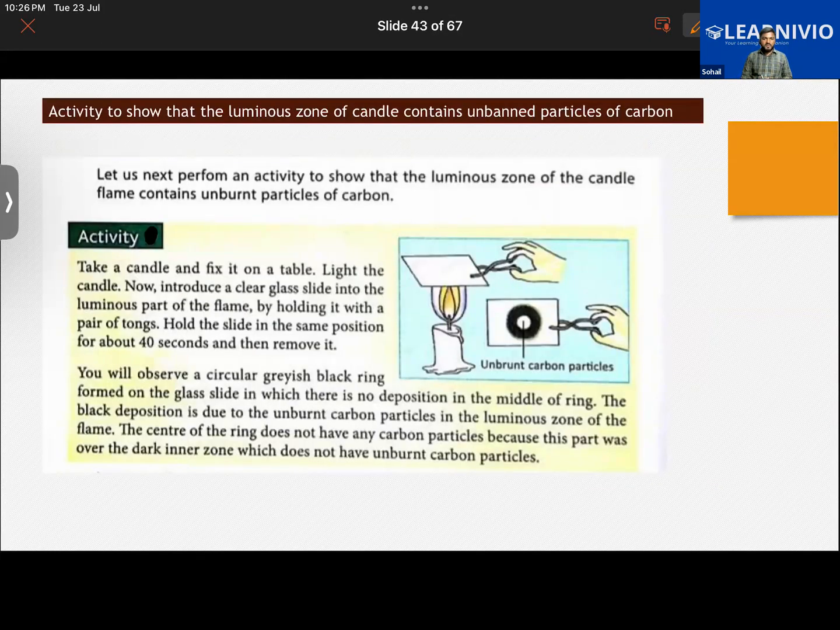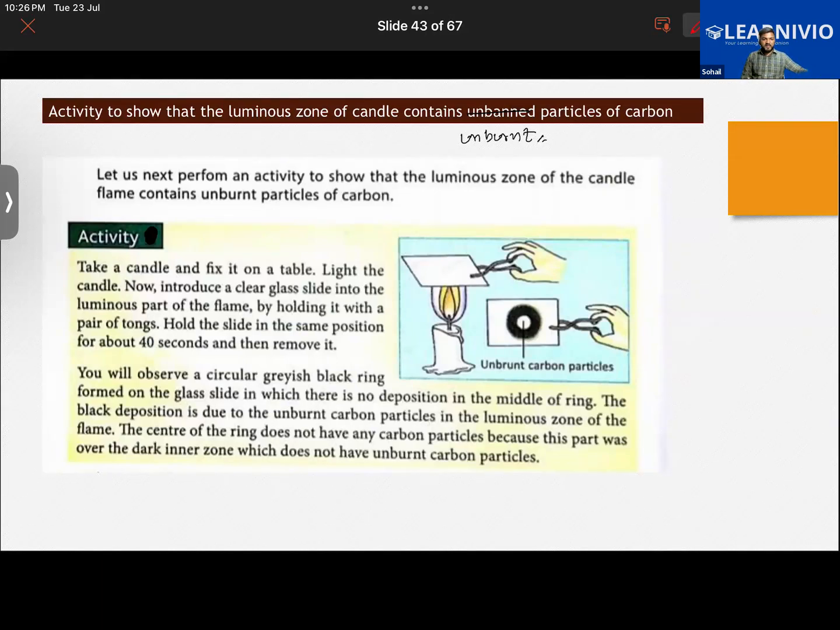Next, we are going to learn that the luminous zone of the candle flame contains unburned particles of carbon also. Okay, now it contains unburned particles of carbon also. We do have time now, 4 minutes are remaining.